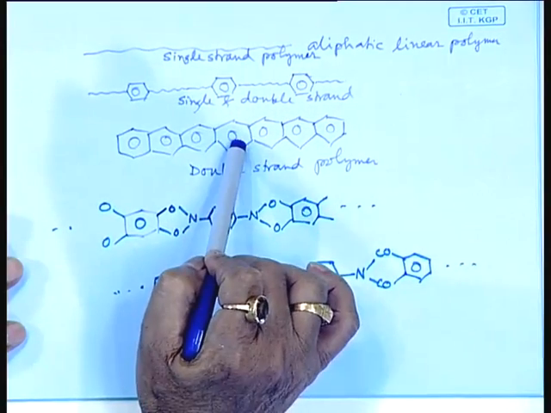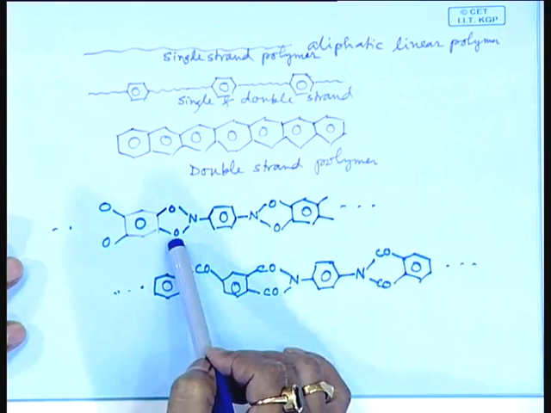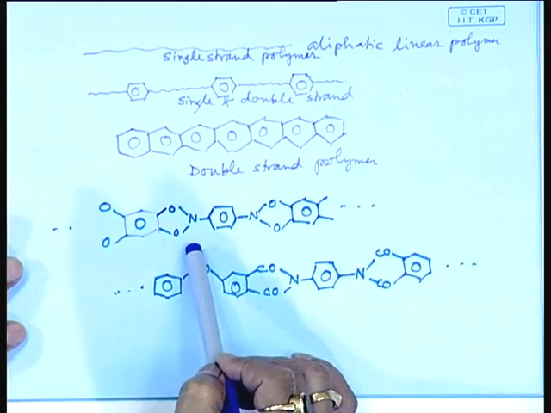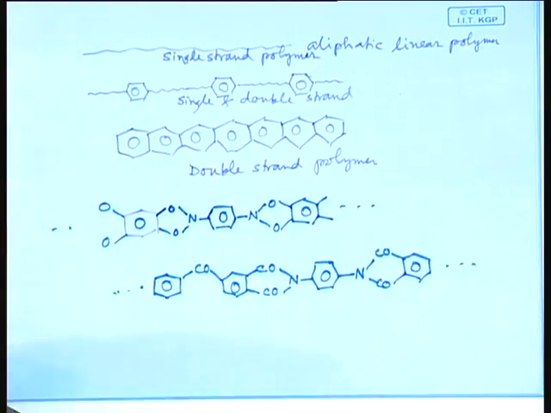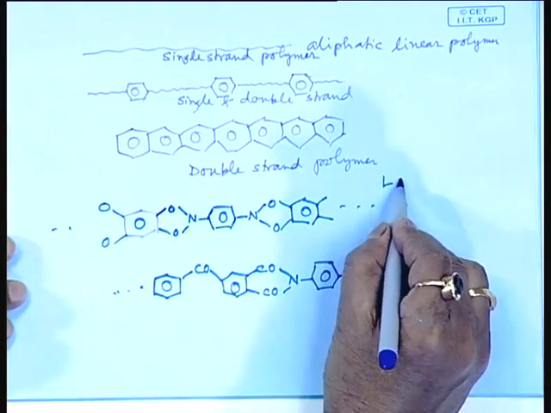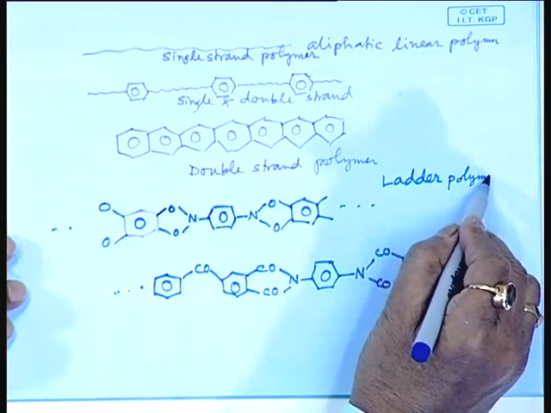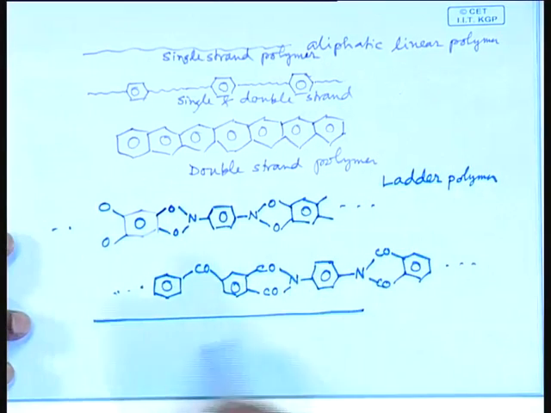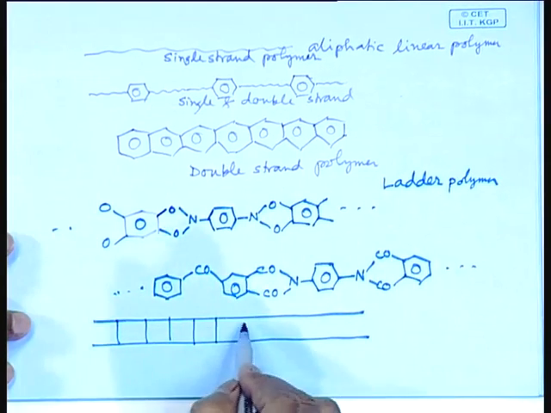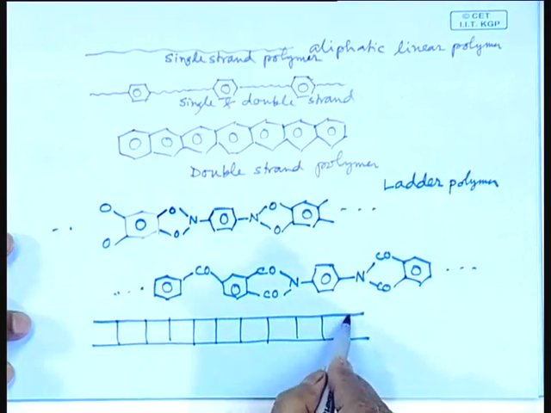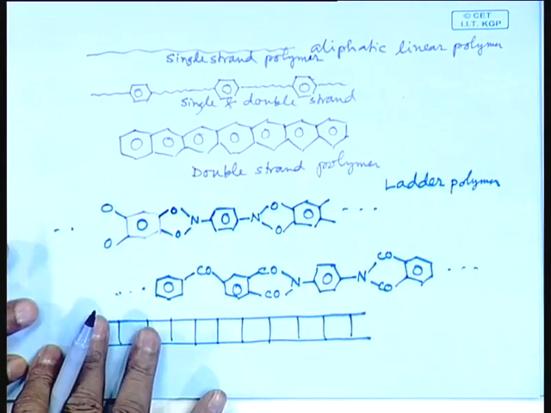This is a far more rigid polymer, and here the rigidity and thermal stability are compromised. These polymers are known as multi-strand polymer or double strand polymer, or known as ladder structure, ladder polymer. This looks like a ladder polymer. They are thermally stable.